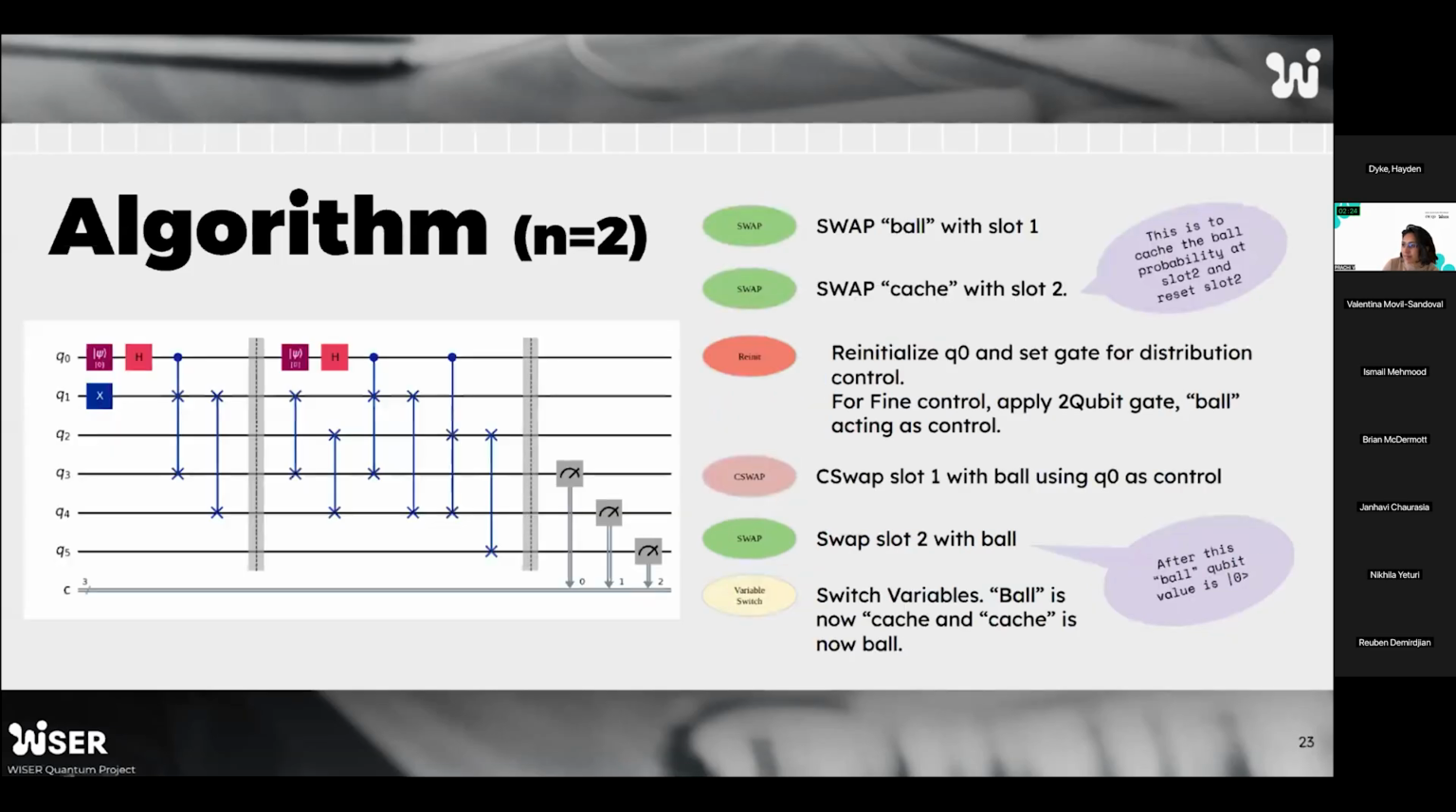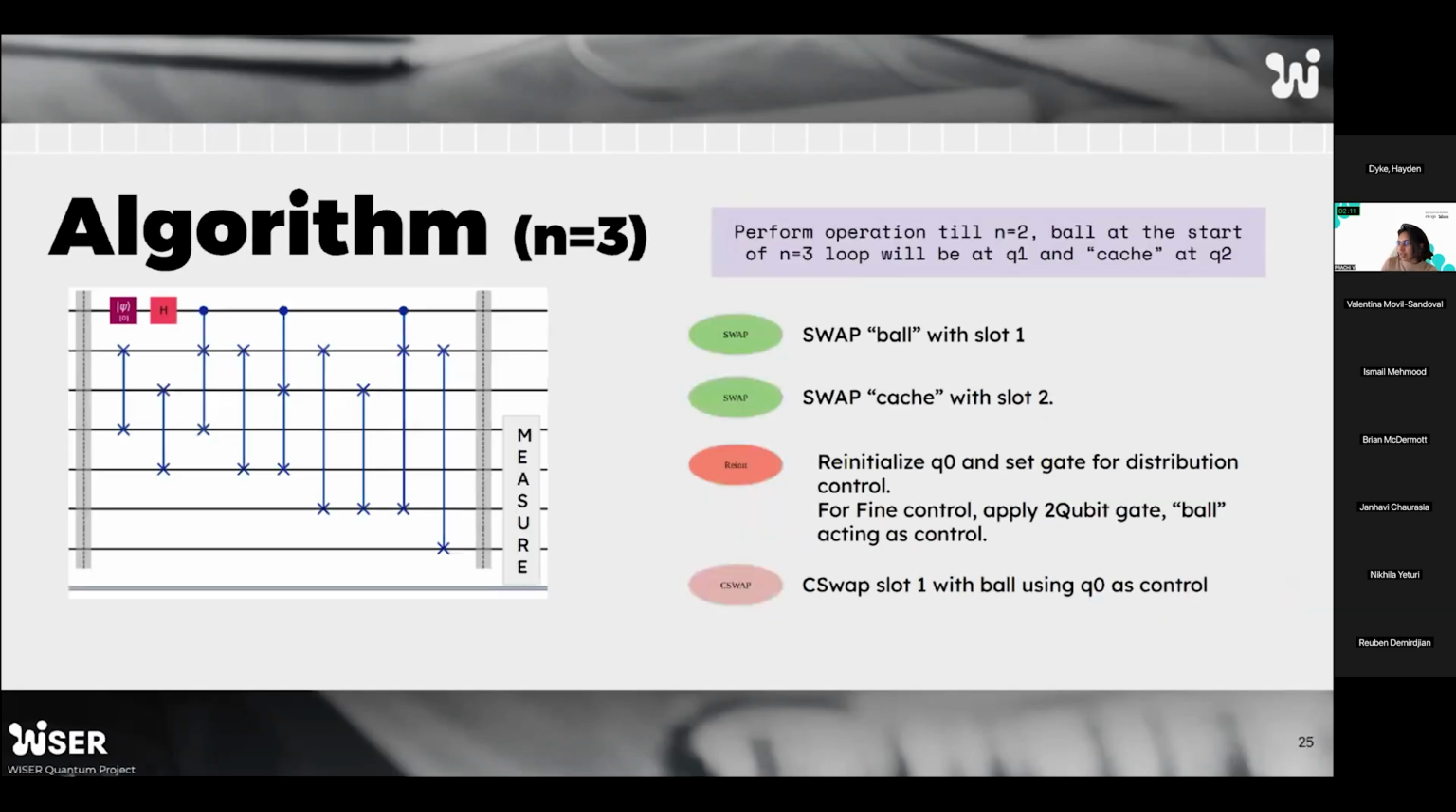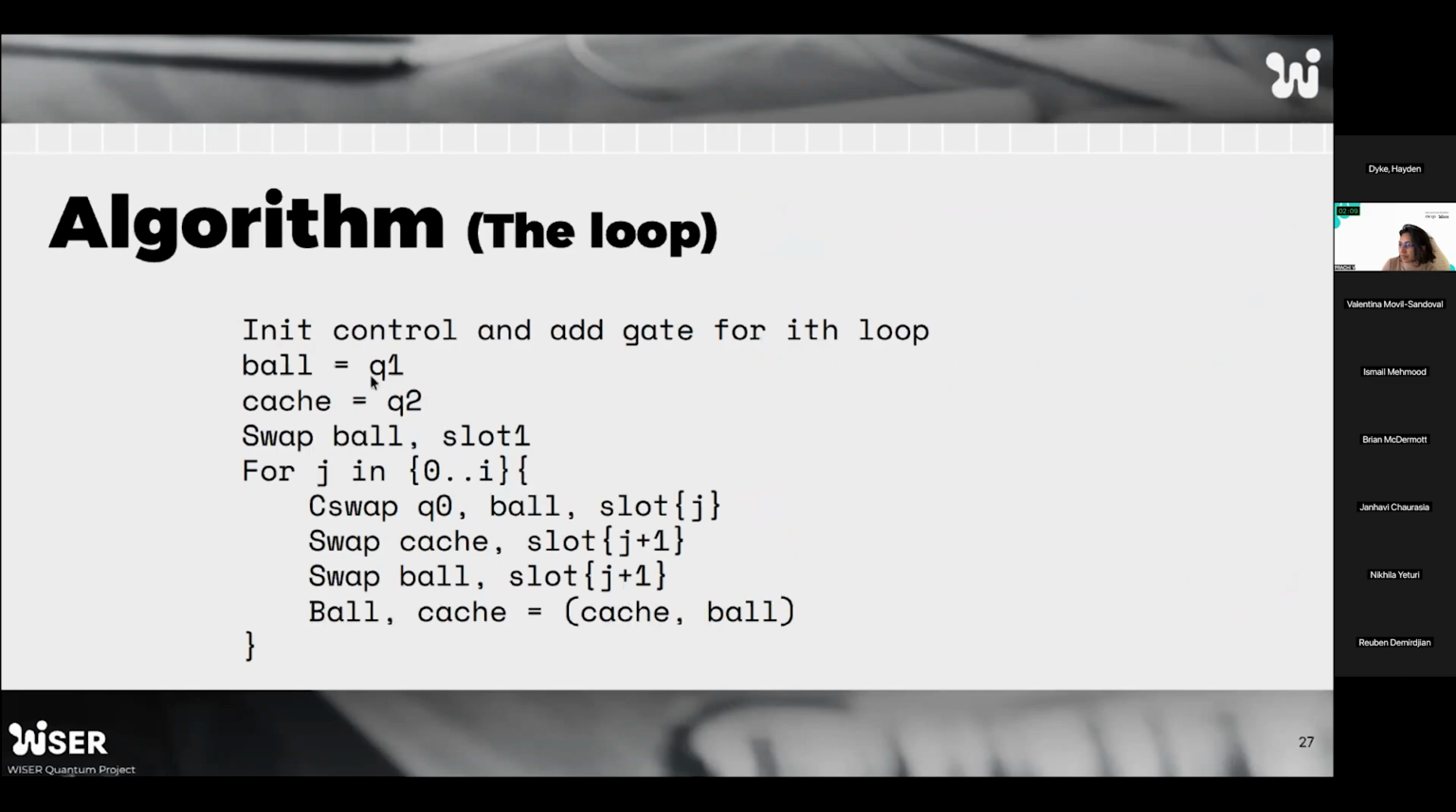When we go to layer 2, here what we did was we stored the probability of Q3 to Q1 and the probability of Q4 to Q2, and then we repeated the same thing, that C swap and swap. So we followed this logic repeatedly, and this is the algorithm that we use.